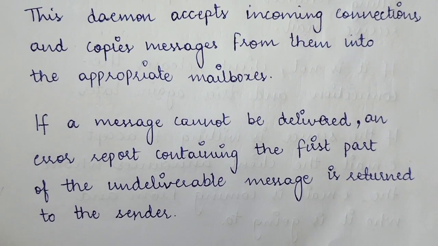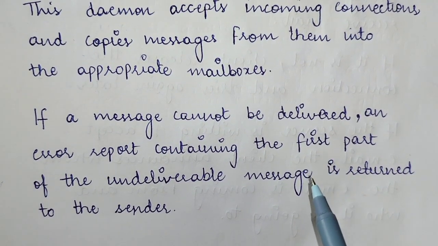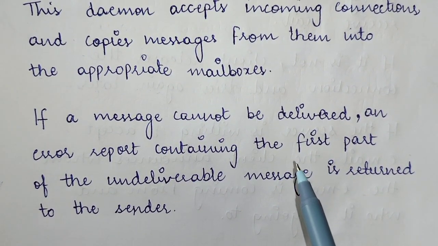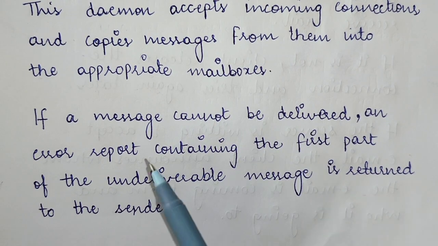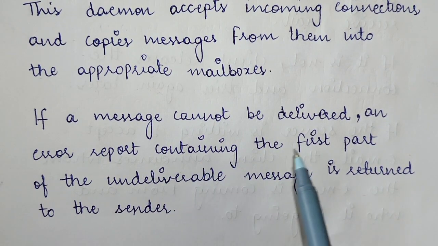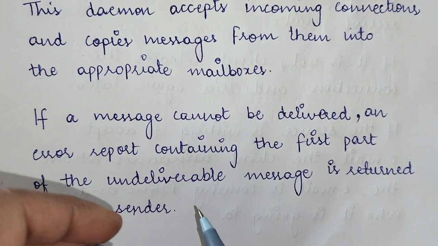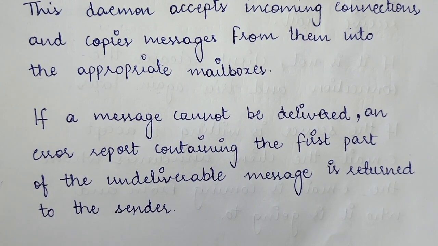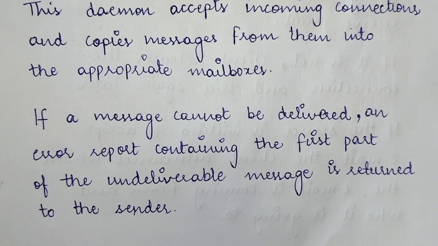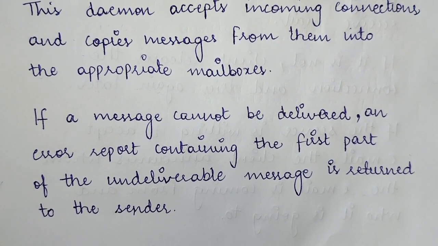Now, if a message cannot be delivered due to any reason, an error report containing the first part of the undeliverable message is returned to the sender. This you must have also witnessed many times when an email address is unreachable, or when there is a typographical error while typing the email address. In any such scenario, when the email is undeliverable to the intended recipient, then you get a message failure daemon kind of a message.